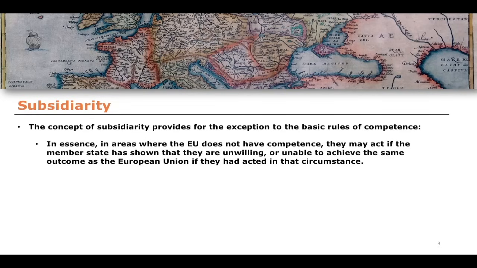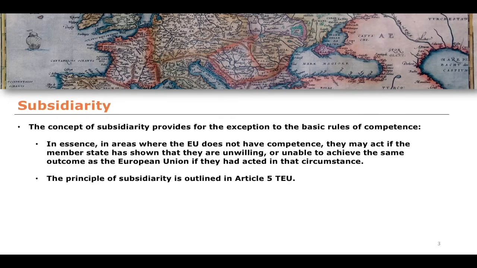So essentially what it tells us is, in areas where the European Union does not have competence, but where it seems to be the case that the European Union is better suited or is actually able to achieve the outcome that is set out, which member states are unable to do, then the principle of subsidiarity essentially provides a remit for the European Union's ability to legislate in those areas.